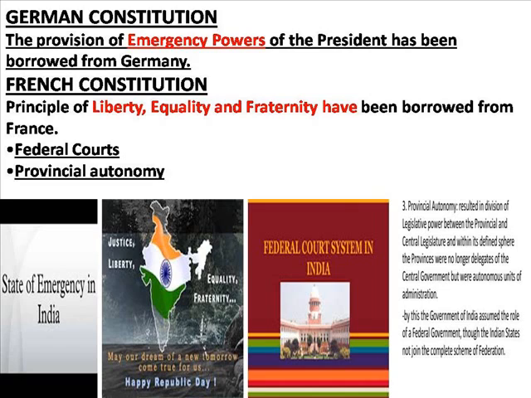Next is German Constitution. The provision of emergency powers of the President has been borrowed from Germany. Principle of liberty, equality and fraternity have been borrowed from France. Provision of federal courts and provincial autonomy have been borrowed from the Constitutional Act of 1935.